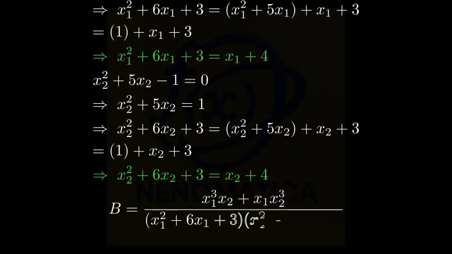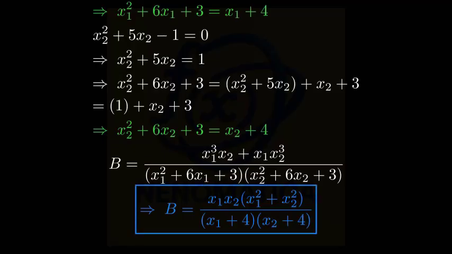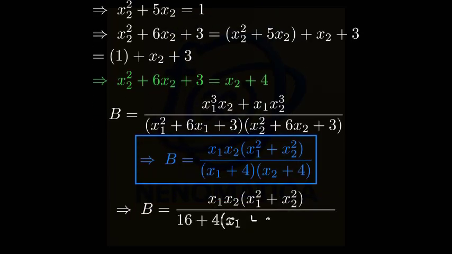We repeat the same steps for x2. Now substitute these two equalities into capital B. Each denominator factor simplifies to x1 plus 4 and x2 plus 4. In the numerator, factor x1, x2. Expand the denominator product to prepare for symmetric sums.